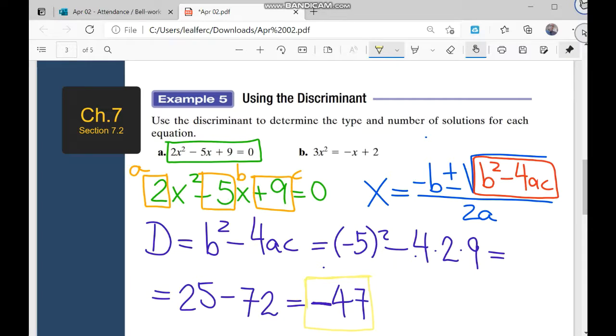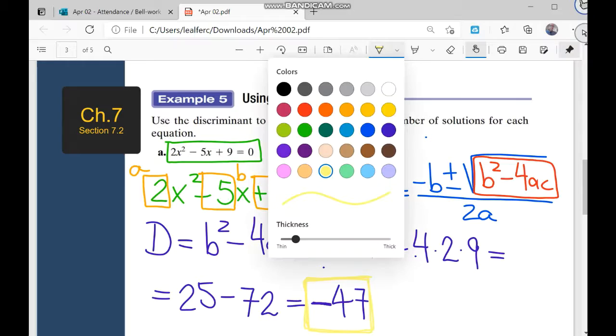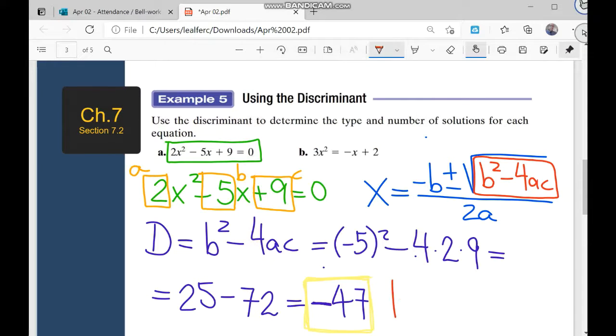It's a negative number. When you have a negative number, check this. The discriminant is inside the square root. We don't have a real solution for the square root of a negative number, right? So this has no real solution. No real solution.